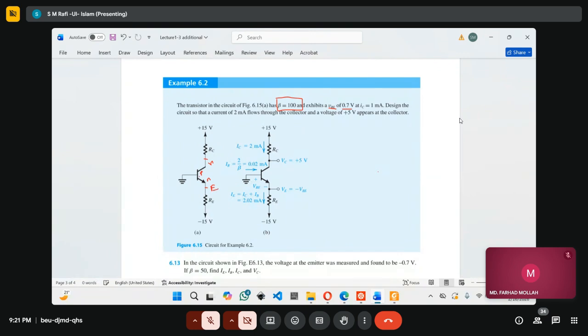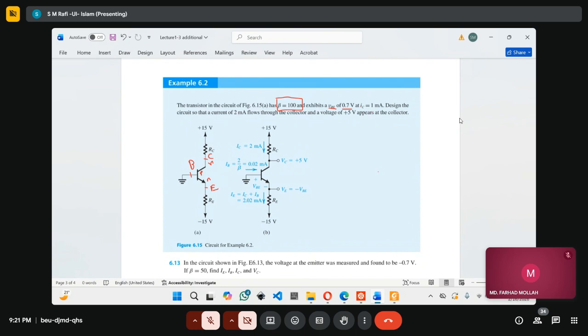This is the emitter, this is base, and this is collector. Is there any problem in identifying the collector, base, and emitter nodes? Probably not. And this base-emitter should be in forward bias, right? So base-emitter is a PN junction. If it is in forward bias, the voltage between the base and emitter is 0.7. That's why it is given as 0.7.